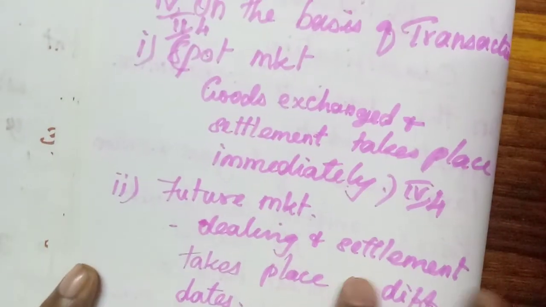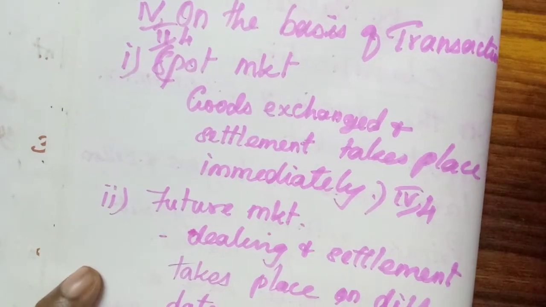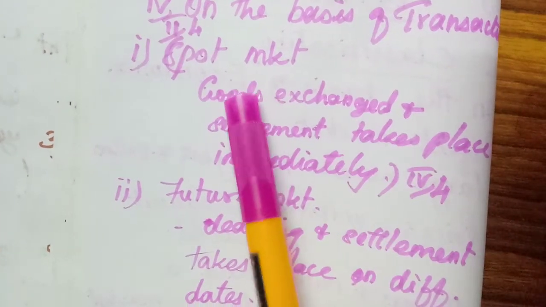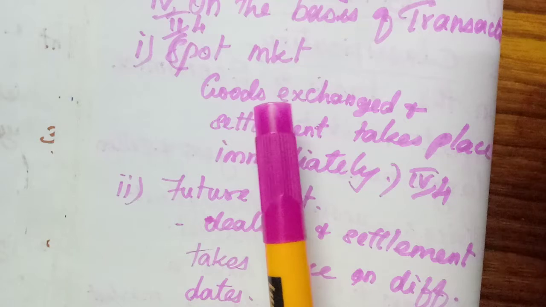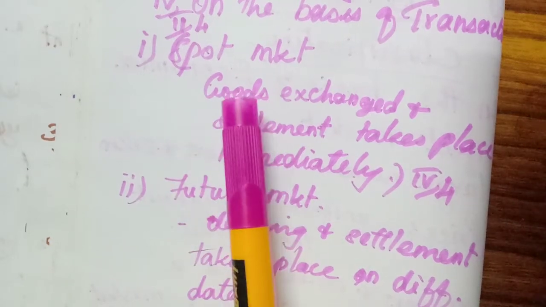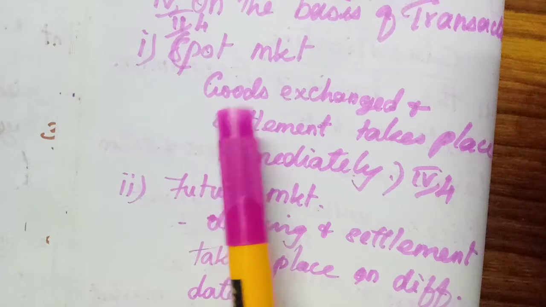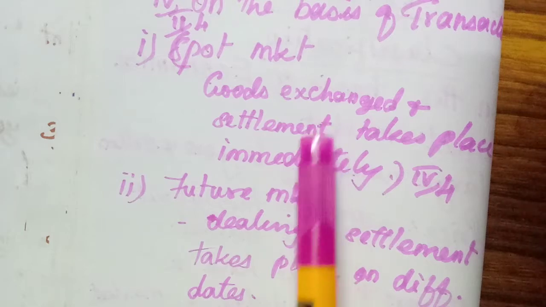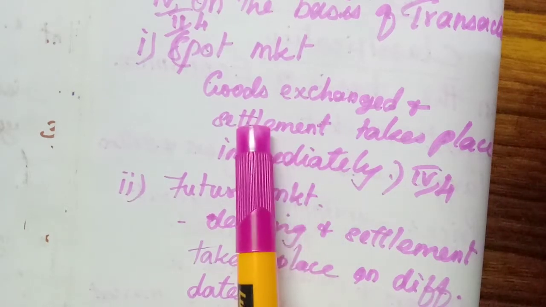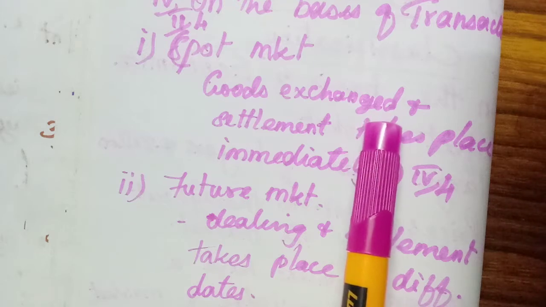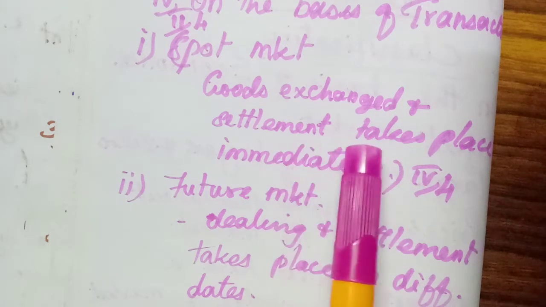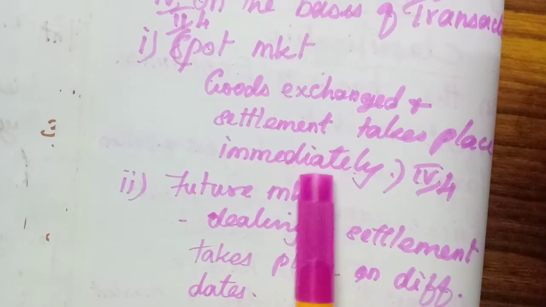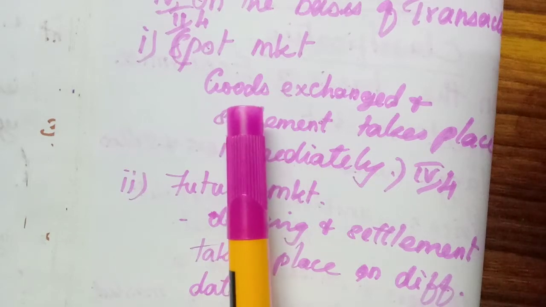Then the next one, on the basis of transaction. When the transaction takes place, on that basis it is divided into two. First one is spot market. On the spot, we say, at the same place. So here goods will be exchanged and the settlement will take place immediately. Both will take place immediately. The goods will be delivered to the buyer, and the buyer will pay the amount. These two transactions will take place at the same time. That is called spot market.